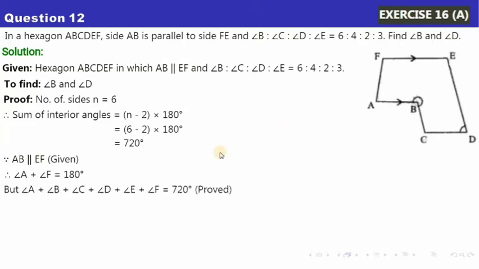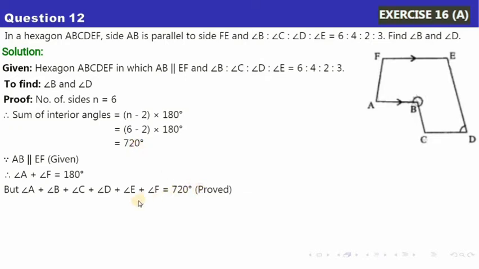Now you know the sum of the interior angles. So what are the interior angles? A, B, C, D, E, F, isn't it? So when you add all of these, you get the sum of interior angles to be 720. You have proved it, isn't it?